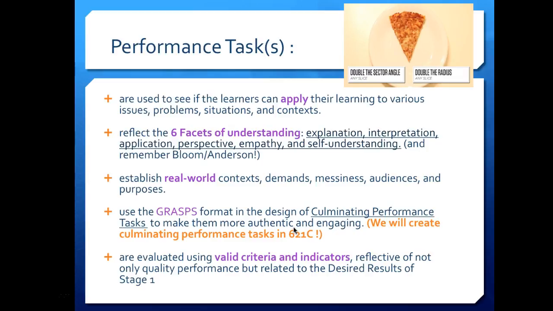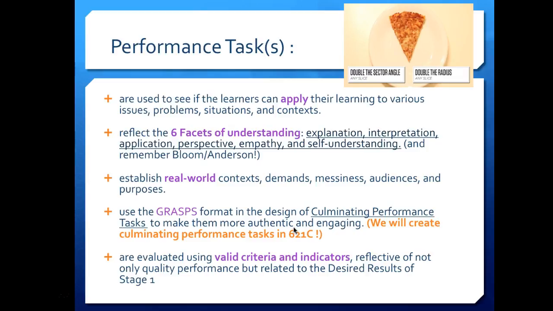Performance tasks. Here you see the pizza slice, and the task is to double the sector angle and double the radius. Any slice. Well, I can't do that, but that's a performance task. Although there are right answers to this, it still takes it off the paper and pencil and into the real life. Why is that important, to be able to double the sector angle on a pizza? I can't answer that question.